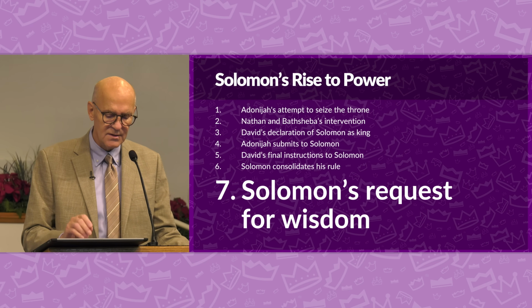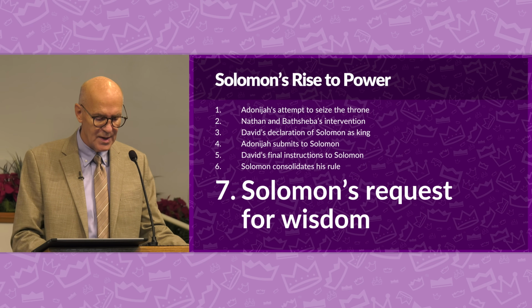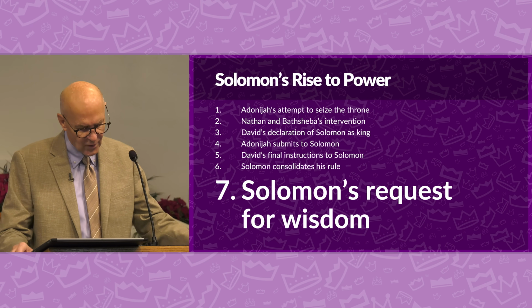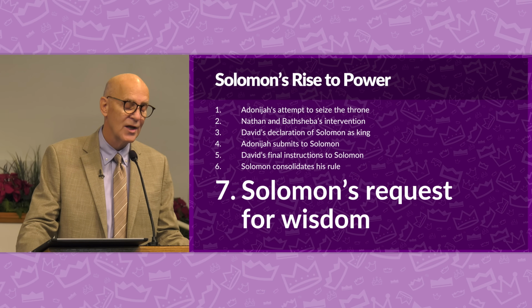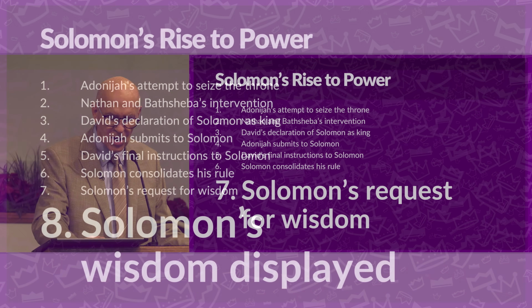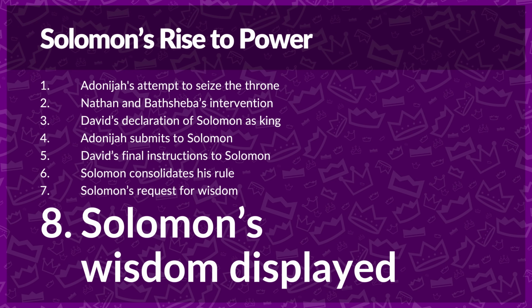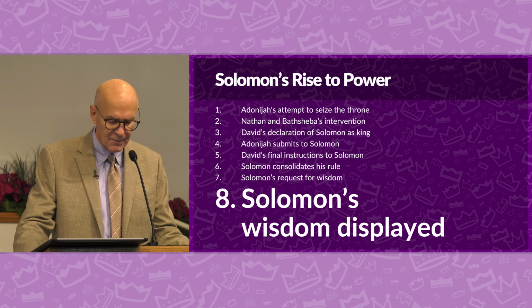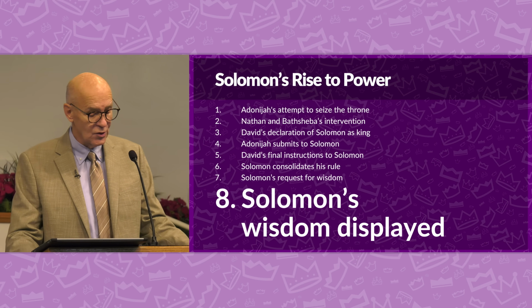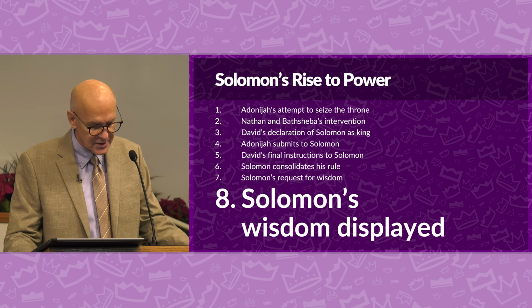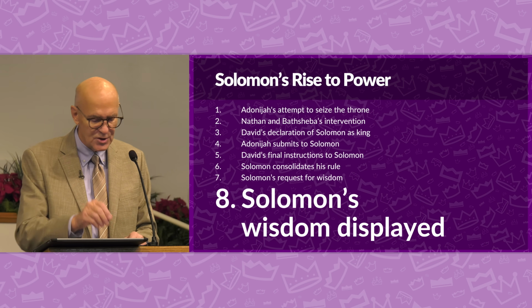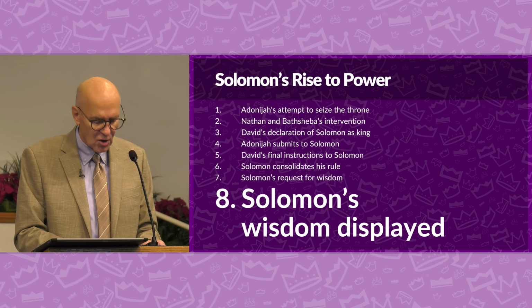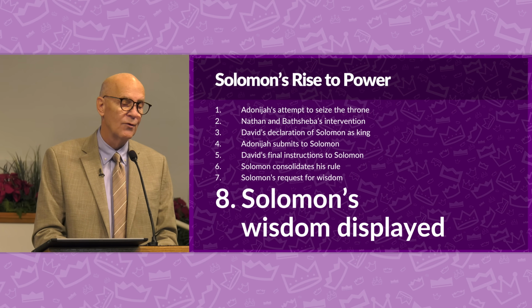Solomon humbly asked for wisdom to govern the people. Pleased with Solomon's request, God granted him wisdom, wealth, and honor, promising him a long life if he followed God's commands. Solomon's wisdom became evident in the famous case of the two women who claimed to be the mother of the same child. Solomon proposed to divide the living child in two, revealing the true mother by her willingness to give up the child in order to save his life. This judgment demonstrated Solomon's God-given wisdom, causing the people of Israel to revere him.